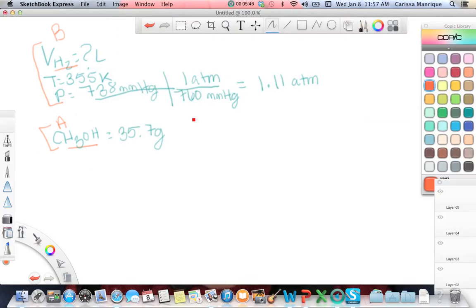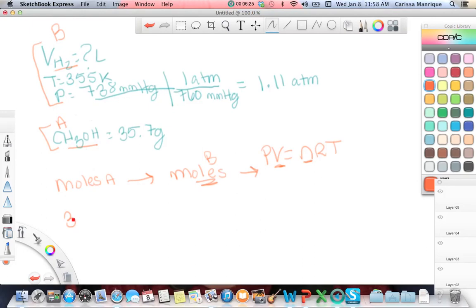So I'm going to go, I already have my grams, so I can easily convert that to moles. I need to find my moles of A to get to moles of B, where B is my hydrogen. Then I can plug this number into PV equals nRT to get volume. Volume is what I'm trying to solve for. Moles of B will be the moles right there. So let's first convert this into moles, because that's my A.